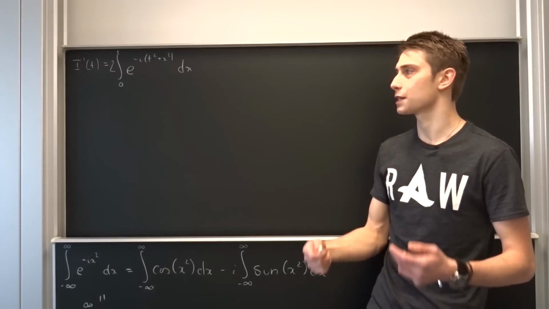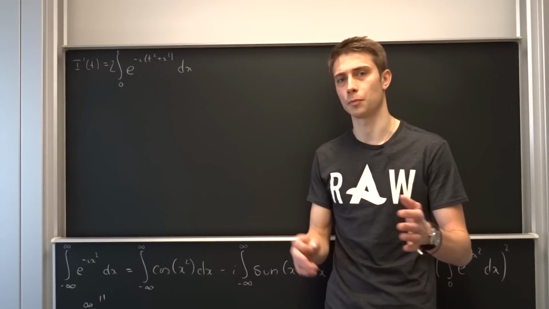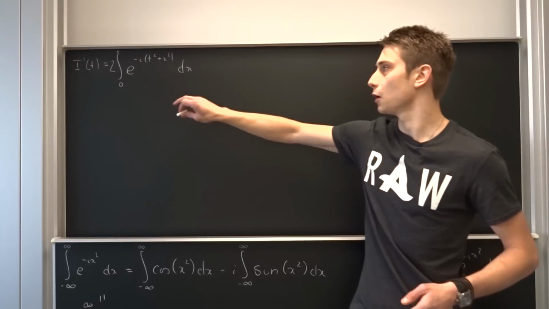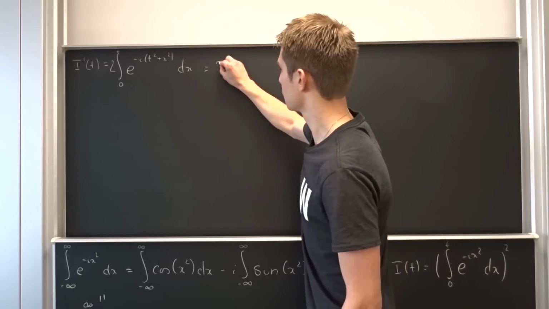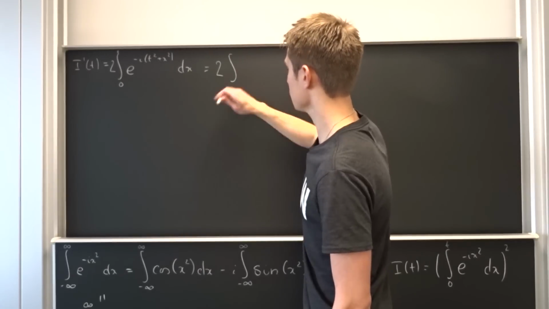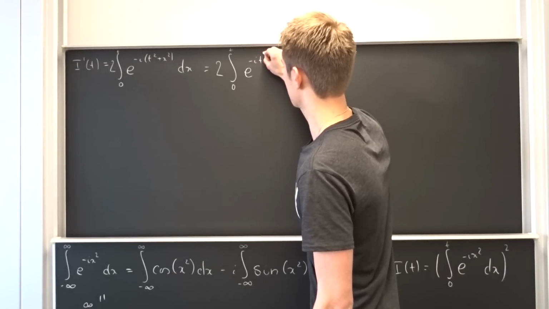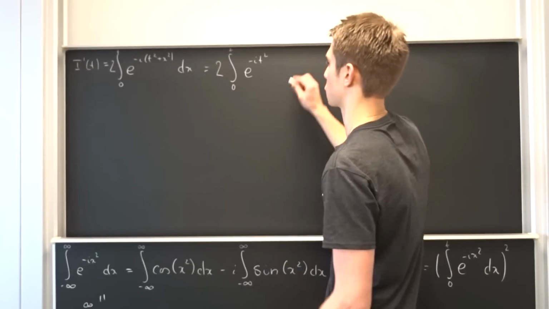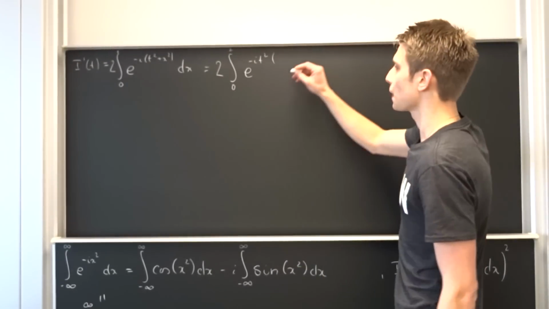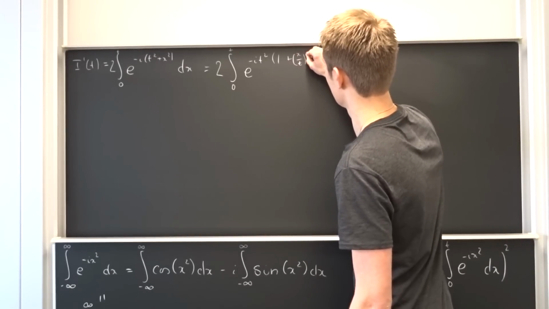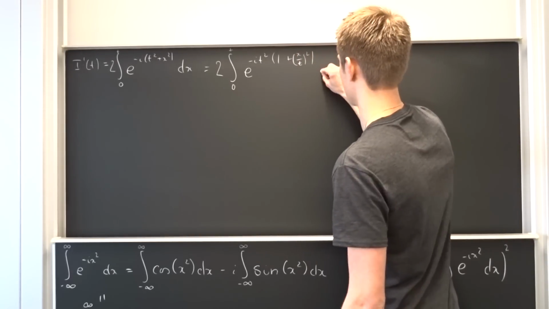So to show you where this substitution comes from, I'm going to play around a bit with the exponent right here. Okay, so this integral is equal to 2 times the integral from 0 to t of e to the minus I t squared. So I'm going to factor out t squared. So what we end up with is just 1 plus x over t, but this squared. I hope you can see where this comes from.